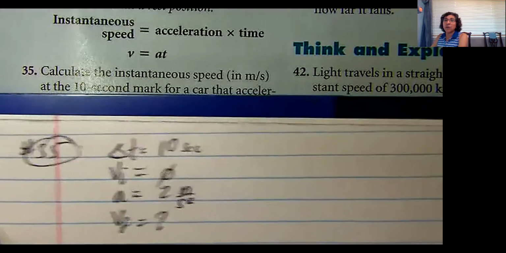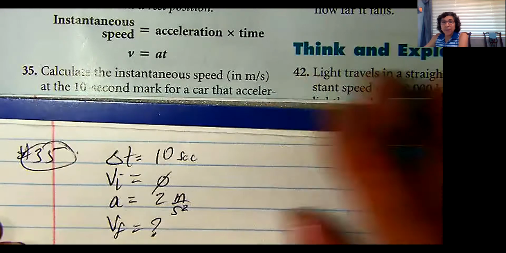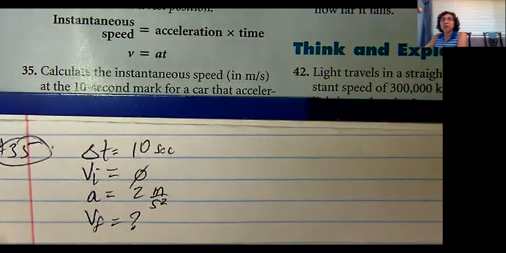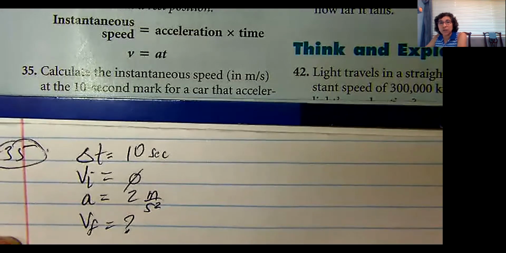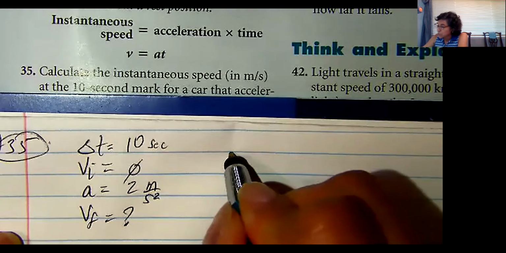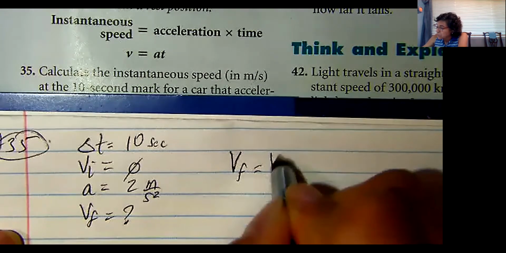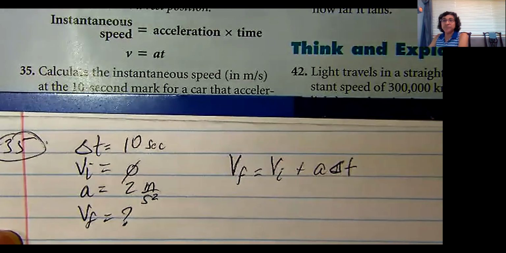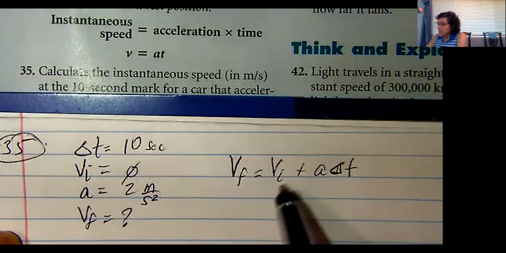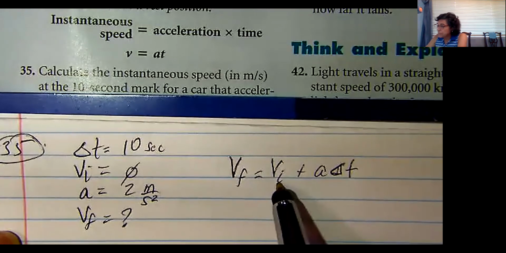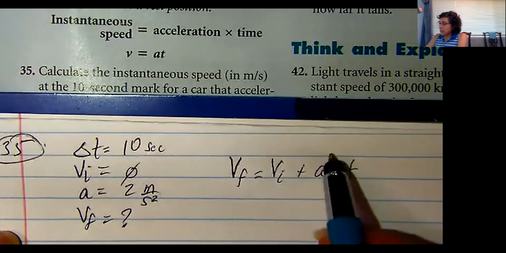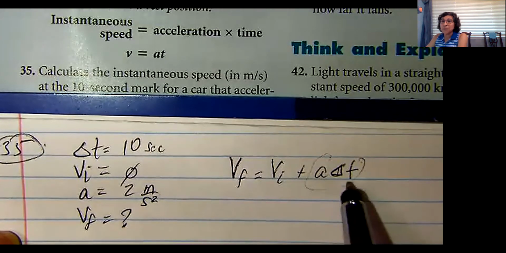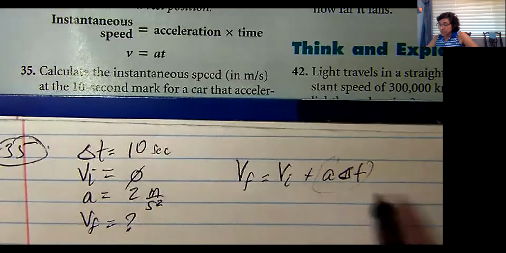So another equation for this one. They give you a shortcut equation, but I want you to understand why that shortcut equation works. So I'm going to give you the real equation. V final is equal to V initial plus A delta T. Whatever speed you start with, you have to add the acceleration times the time. Now, I believe that this should make sense to you.